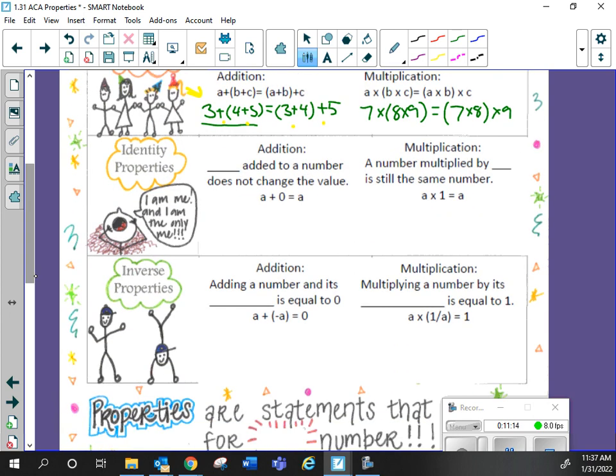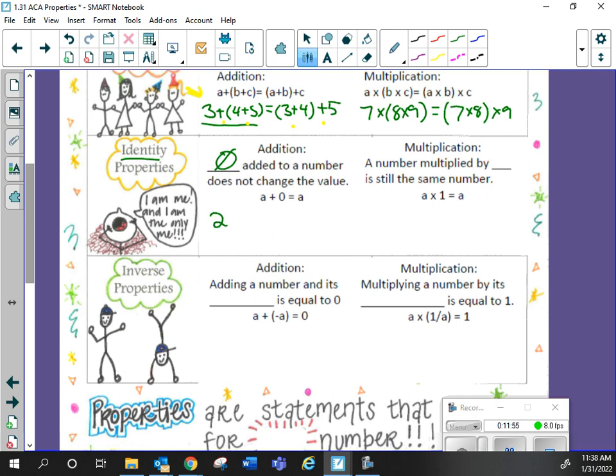Okay? Alrighty, two more properties, and these are more straightforward. The identity property means it keeps its identity. I'm still me. Okay, it keeps its identity. So, the identity property of addition is when you add blank to a number, it does not change the value. So, what can I add to any number and it stays itself, class? Zero. If I add 0 to myself, if I do 5 plus 0, it says 5, right? When I'm adding, 0 is added to a number and it does not change the value.